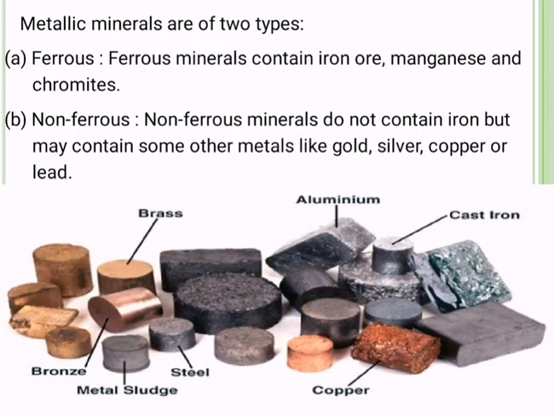Second, the metallic minerals are again classified into two. All types of metallic minerals are classified into two: one is ferrous and the second one is non-ferrous. All the minerals which contain metal are called metallic minerals. All the metals or metallic minerals are again classified into two. First one is ferrous and second one is non-ferrous.